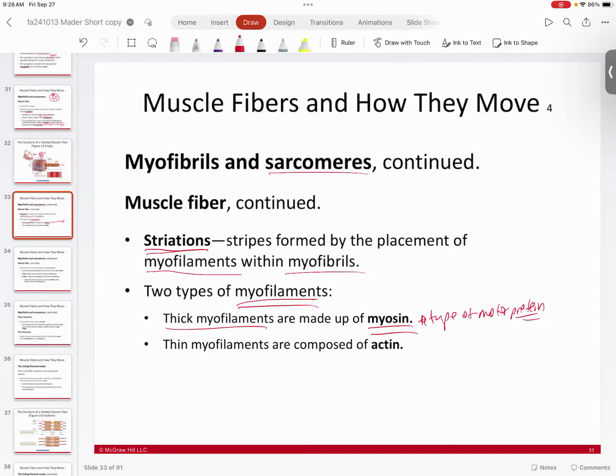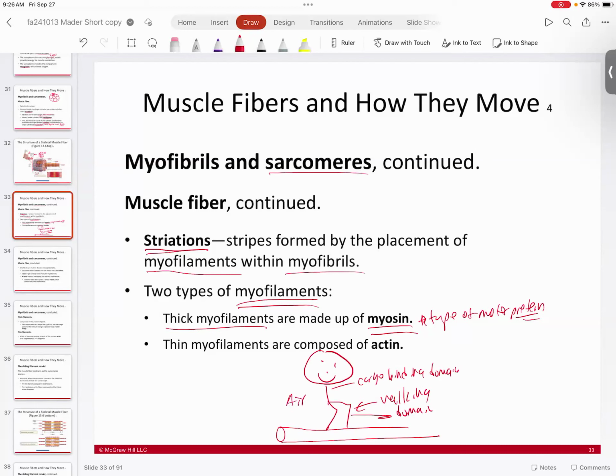A motor protein basically is a type of protein that grabs onto something and moves it, or motors it, down a given pathway. For instance, we have microtubules in the cell, and a motor protein has a walking domain and a cargo binding domain. It'll grab some sort of cargo and then walk that cargo along the microtubules. Typically this requires ATP. So this is the reason why contraction requires ATP.